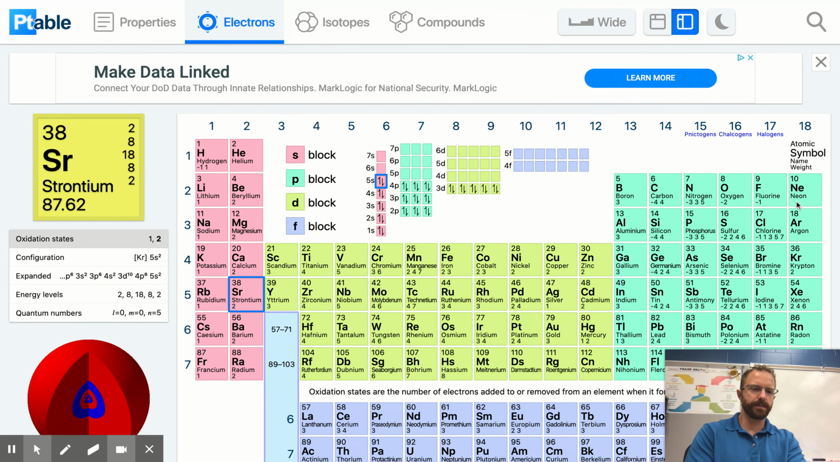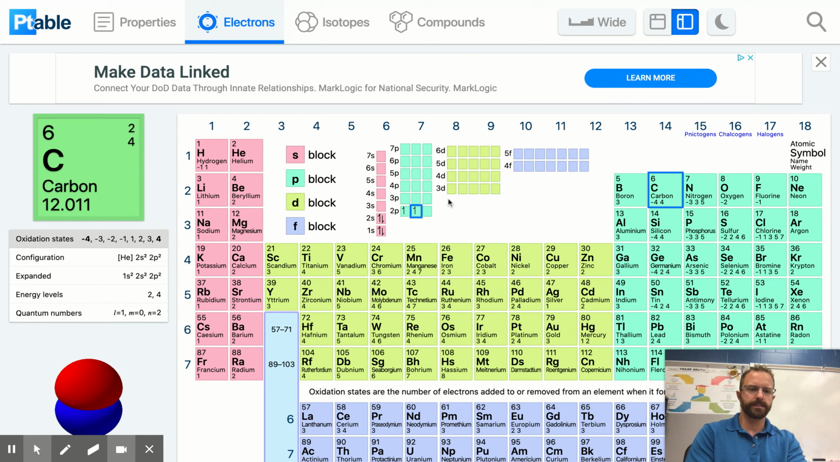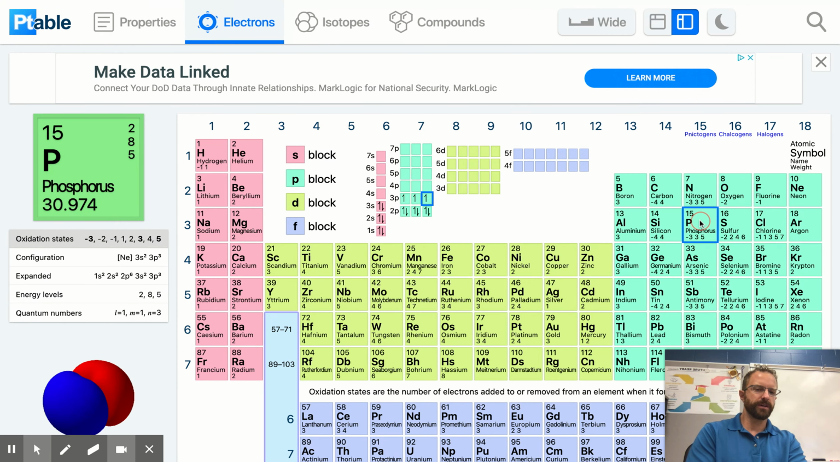So this section up here is 6 wide. So that's the p's, because there are 3 p orbitals. So if I'm carbon here, right? Carbon's in the 2nd energy level, and it's the second one over. So that is 2p2 is where that would end. Whereas nitrogen is 2p3, and phosphorus, right?